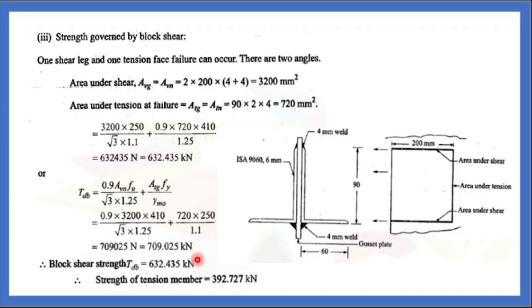If a problem is given, they can ask 2 things. They will tell you to check the capacity of the material. They will give the section. In this problem they have given the section. What have they given? 90 mm into 60 mm and thickness is 6 mm. What is the load carrying capacity? They will ask. You will find that the load carrying capacity is 392.